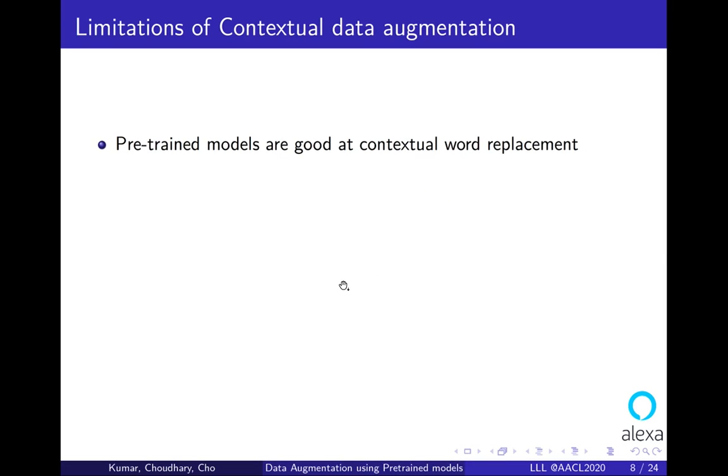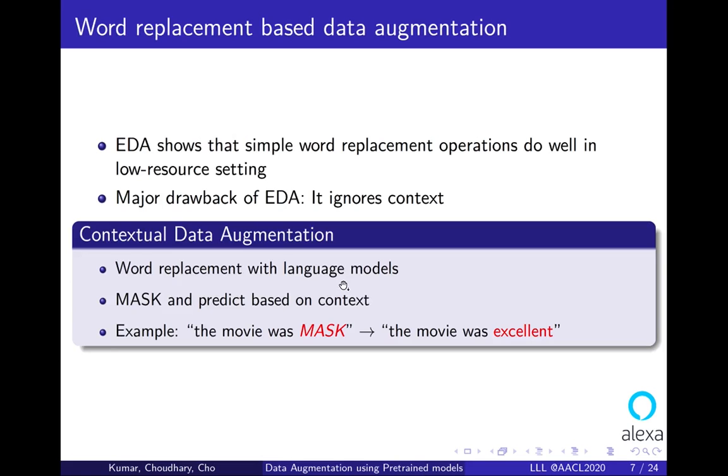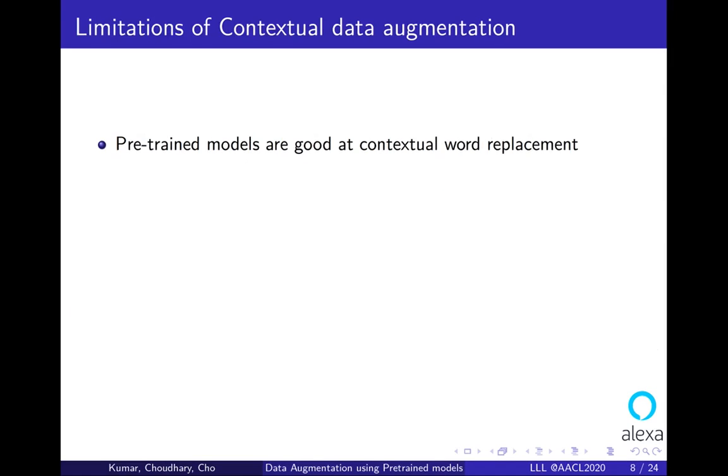For example, in this example, the movie was, say, good. It can change the sentence to this movie was excellent. However, there are certain limitations to contextual data augmentation. It is not perfect. One major limitation of contextual data augmentation is that it might not preserve the class label.